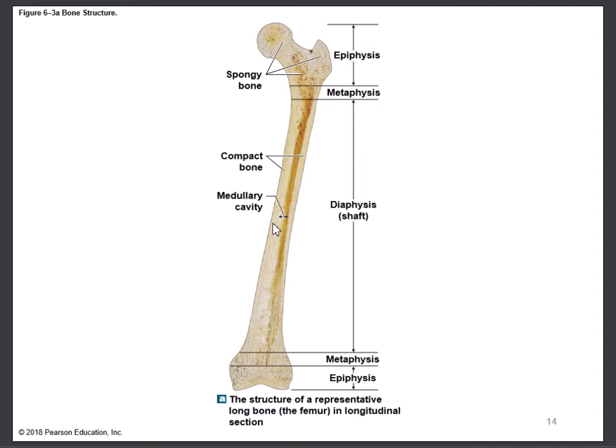Now, when you look at the shaft of the long bone, you're actually going to see two different types of bone. If you look out over here, there's a dense, thick, very strong type of bone. This is what we call compact bone.